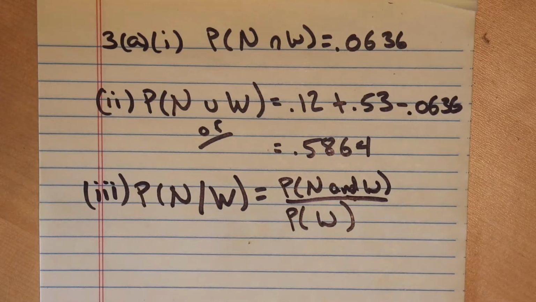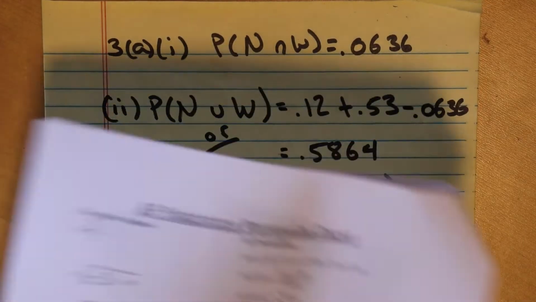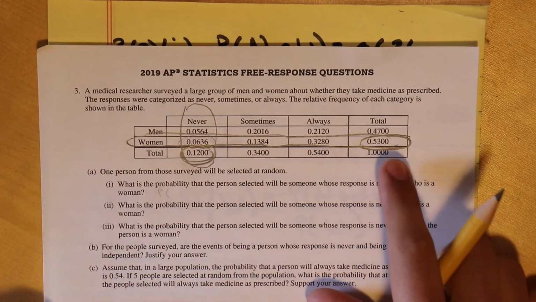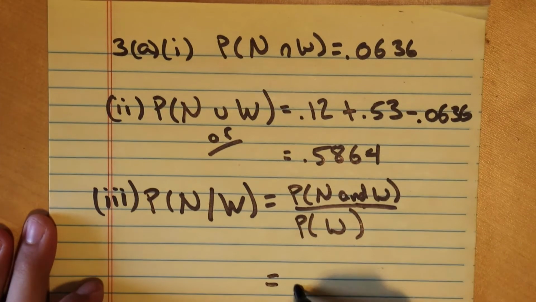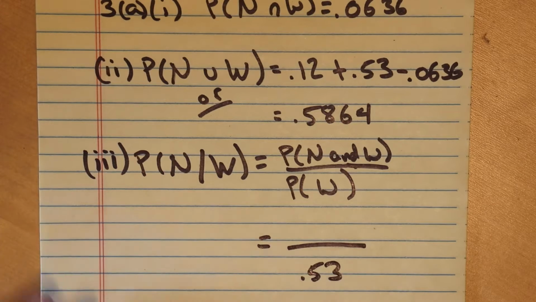There is a formula in your formula sheet. So this probability is out of the given. So essentially, what percent is 6 out of 53? In other words, because the 53% has already happened, it's out of the probability that we've chosen a woman, which is 53%.